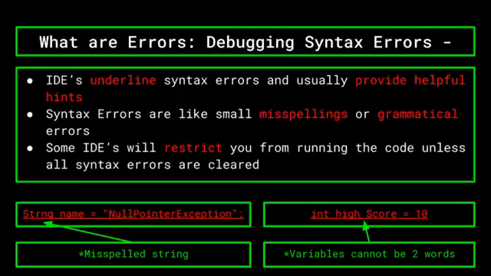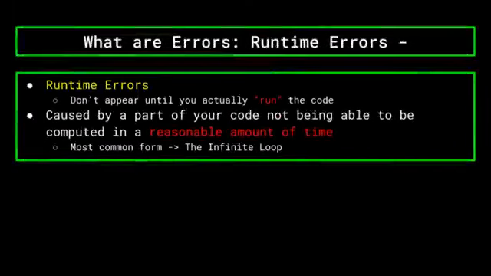Another useful thing about IDEs when it comes to syntax errors is that the program will actually restrict you from running the code unless all syntax errors are cleared, making them even easier to identify and fix. The second type of error we will be covering is the runtime error. These errors don't show until you actually run the code, hence the name runtime error. Runtime errors are usually caused by a statement in your code that seems logically sound, but the computer physically has no way of computing it in a reasonable amount of time.